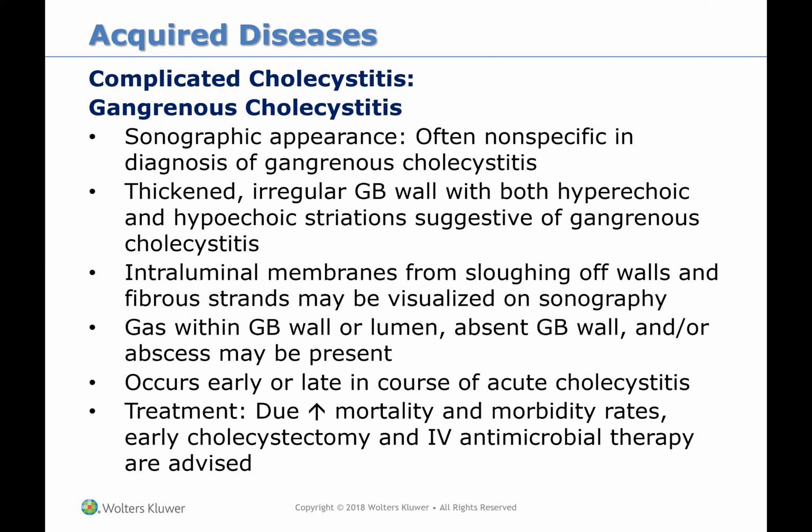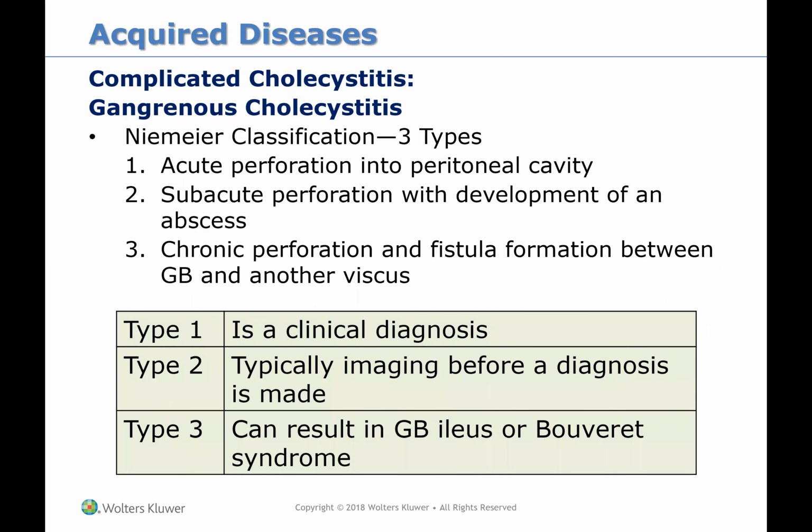Intraluminal membranes from sloughing off and fibrous strands may be visualized on sonography. Gas within the gallbladder wall, an absent gallbladder wall, or abscess may be present. So the best thing to do again is take the gallbladder out. I'm not going to make you know this, but just know there's a couple of types of gangrenous. Just know what it is.